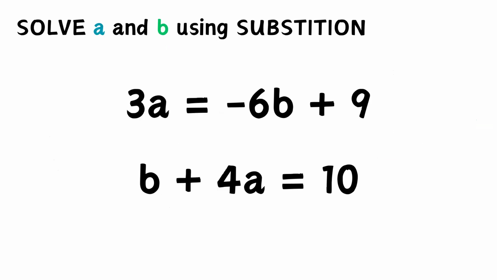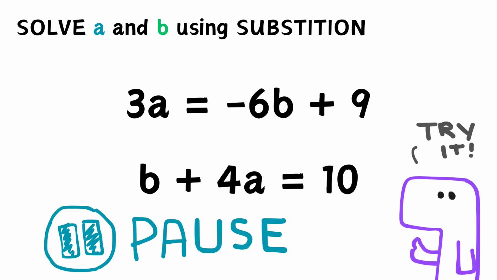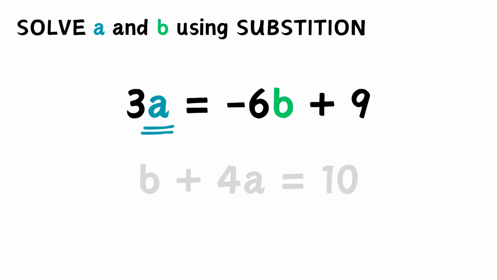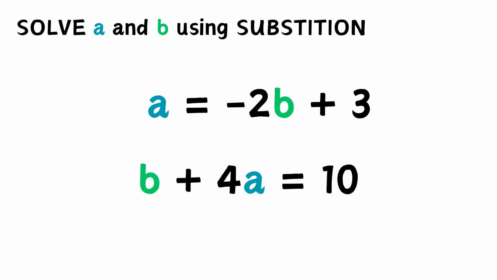In this example, solve using substitution. Take a go at it on your own, and then check back for the answer. So if we look at our first equation, we see that a is basically already solved for us. All we need to do to isolate a is divide both sides by 3. And we see that a equals negative 2b plus 3. Now, we just substitute a into the second equation.